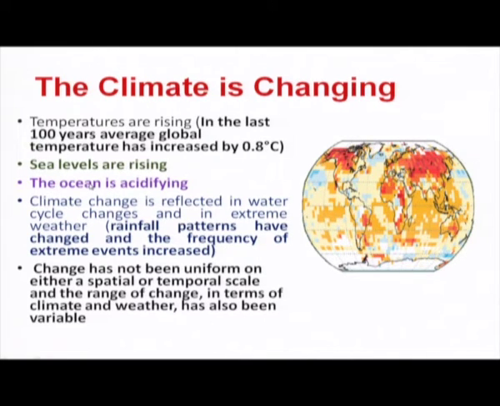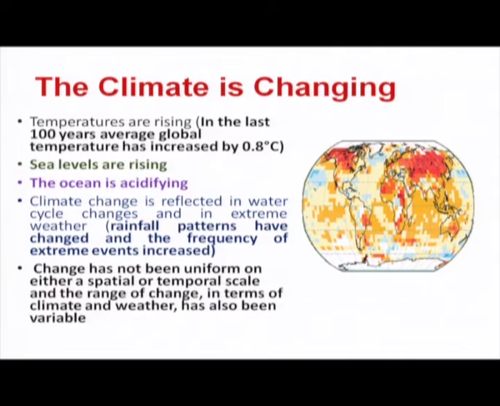Not only this, there is a direct impact of carbon dioxide, as the ocean is acidifying. Carbon dioxide is a weak acid gas, it gets dissolved in water, and the ocean water's pH is dropping from alkaline, about 8.4, to 8.2 or 8.1. It is decreasing. Because of this, more carbon dioxide is released into the ocean, and nearly one third of the carbon dioxide we release by burning goes to the ocean. So, the ocean is acidifying. The climate change is reflected in water cycle change, and extreme weather events are one of the important things, that is, rainfall patterns have changed and the frequency of extreme events has increased, that is, rain with excess rainfall.